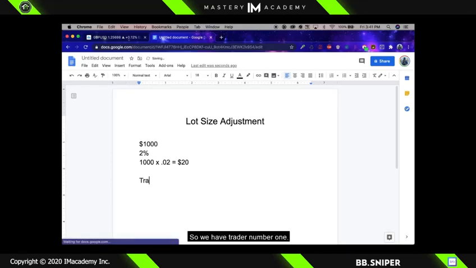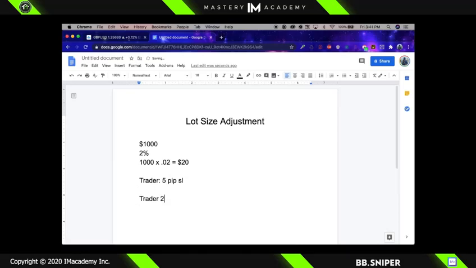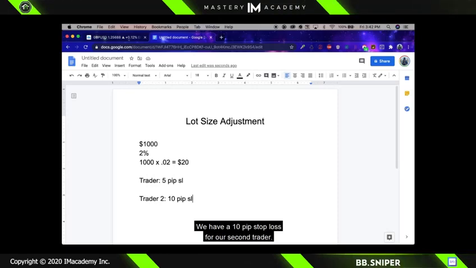So we have trader number 1, okay, who is running a 5 pip stop loss. Okay, and then we have trader 2, who let's say is going to run a 10 pip stop, right? So we have a 5 pip stop loss for our first trader. We have a 10 pip stop loss for our second trader. I'm going to show you guys, first of all, how to adjust your lot size based off of your stop loss. And then second, why precision in the industry is key, okay?